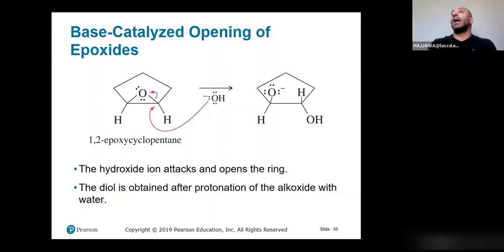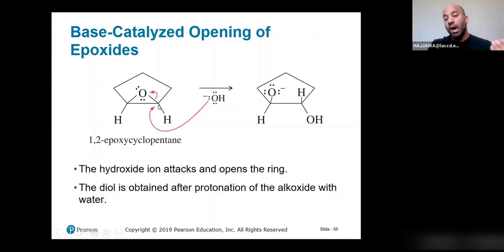later using a Grignard reagent, or an alkyl lithium. These are basic reagents. That's why we call them base catalyzed approaches. So the first one, using a hydroxide, what's going to happen? It's going to pick the less sterically hindered carbon. Now, in this case, it doesn't matter because both carbons are the same in terms of substitution.